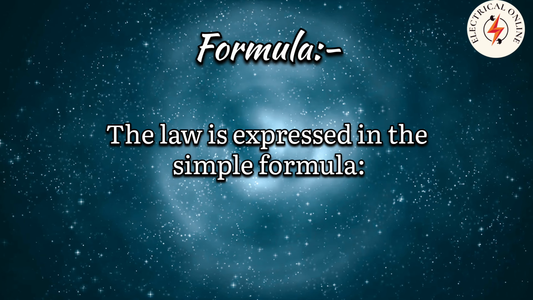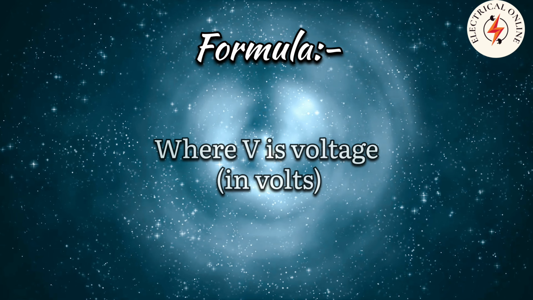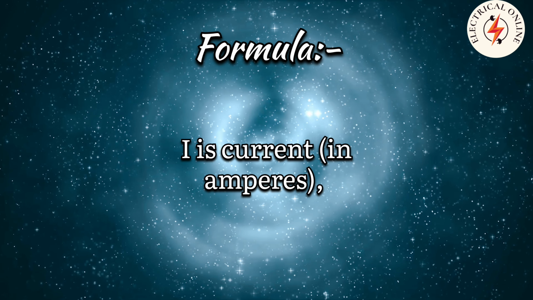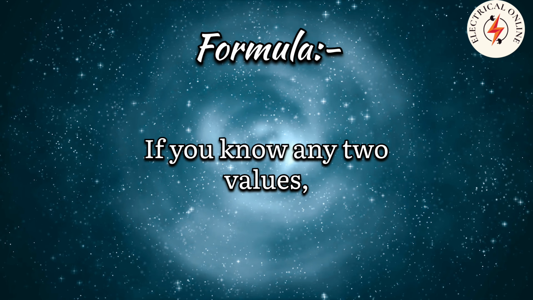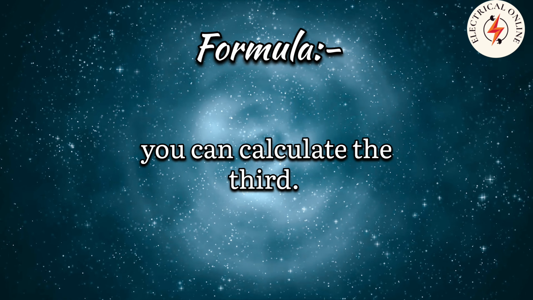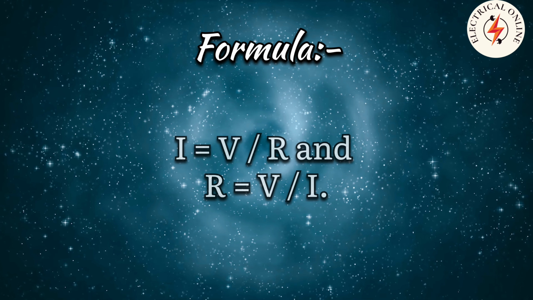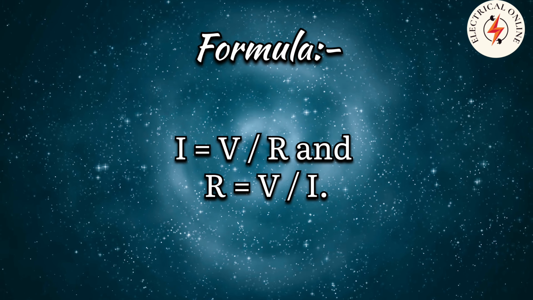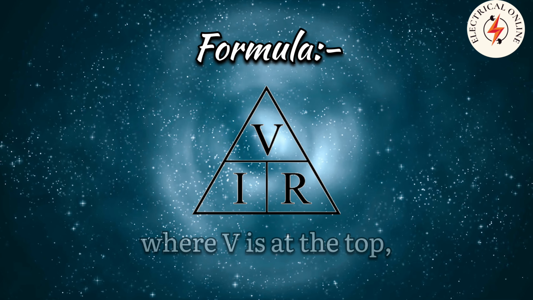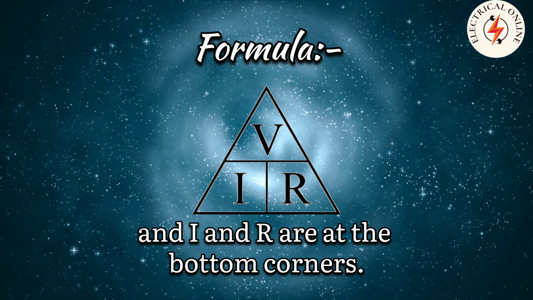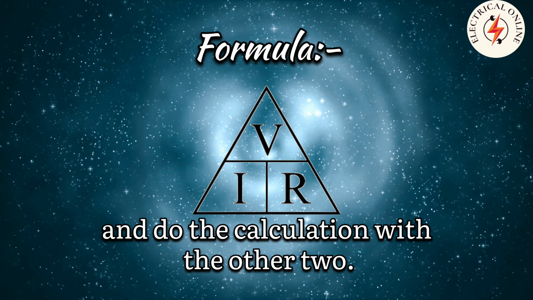The law is expressed in the simple formula V equals I times R, where V is voltage, in volts, I is current, in amperes, and R is resistance, in ohms. If you know any two values, you can calculate the third. This formula also gives rise to other versions: I equals V/R and R equals V/I. To make it easy to remember, people use the Ohm's triangle, where V is at the top, and I and R are at the bottom corners.